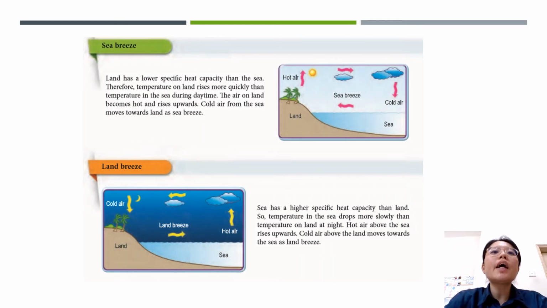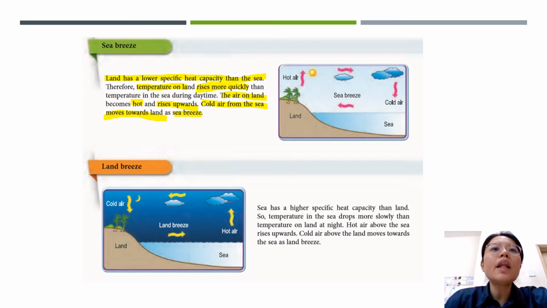Well, sea breeze and land breeze. Have a look here at the diagram. We have land and sea. Land has a lower specific heat capacity than sea. Therefore, temperature on the land rises more quickly on a hot sunny day, or daytime. Air on land becomes hot and rises upwards. Hot air is less dense. You must take notes here. Cold air from the sea moves towards the land. That's why we name this phenomenon sea breeze.